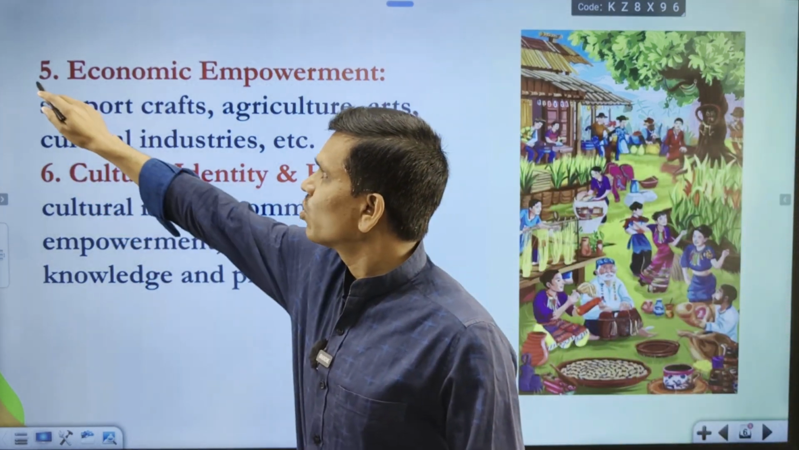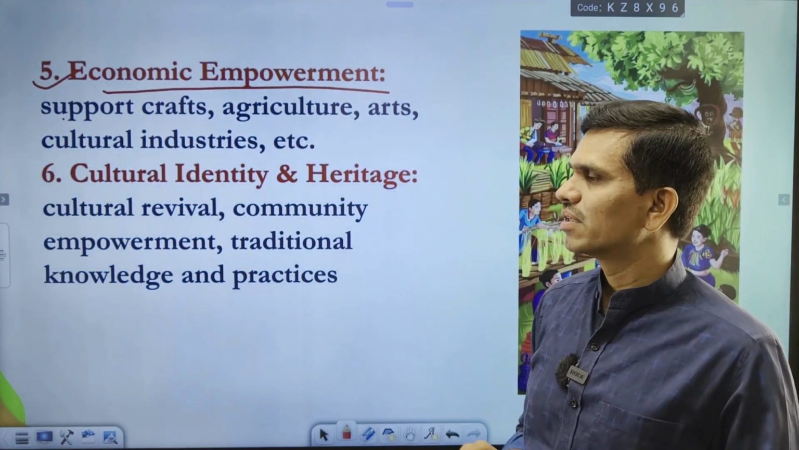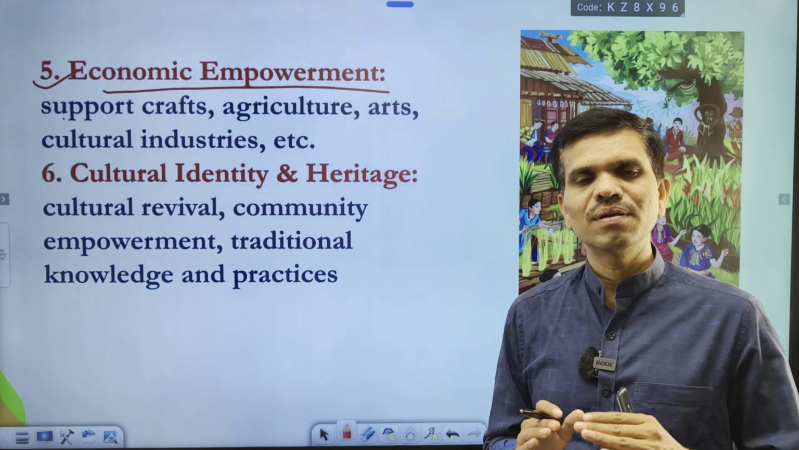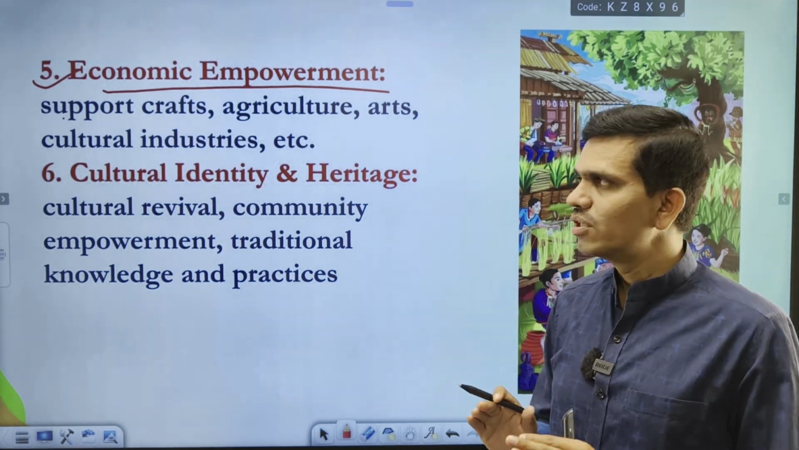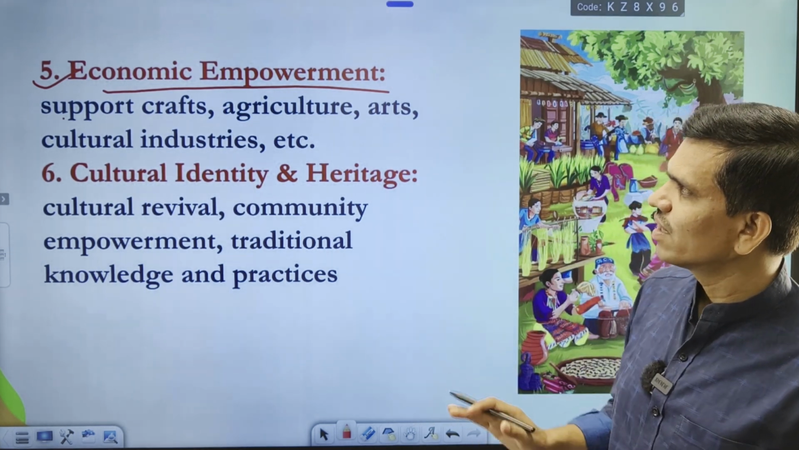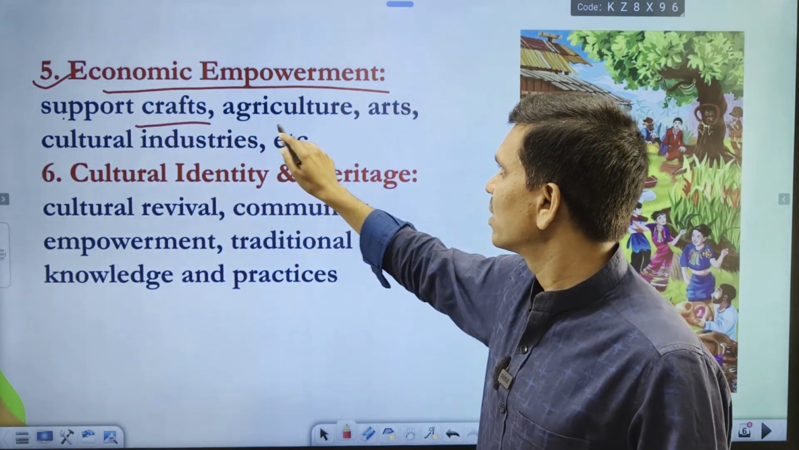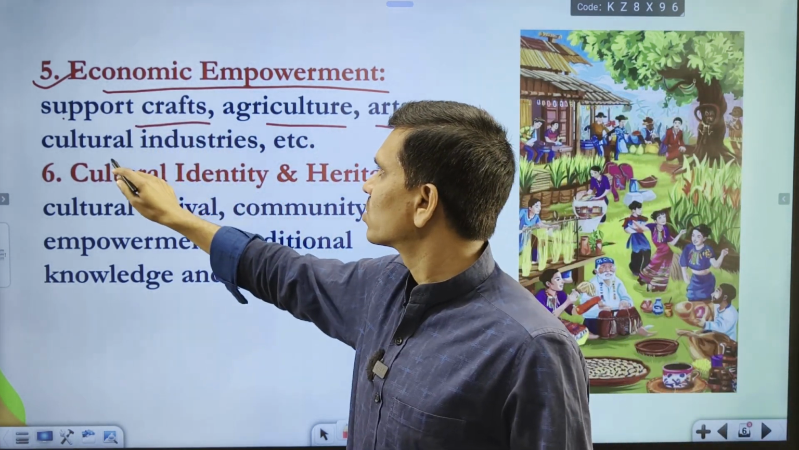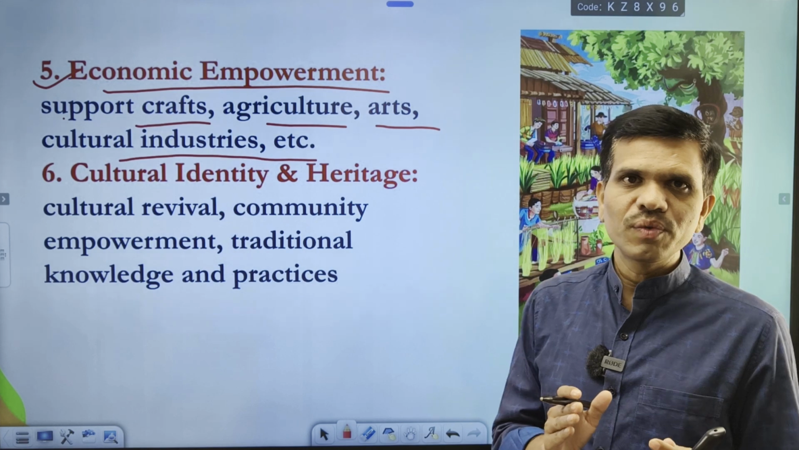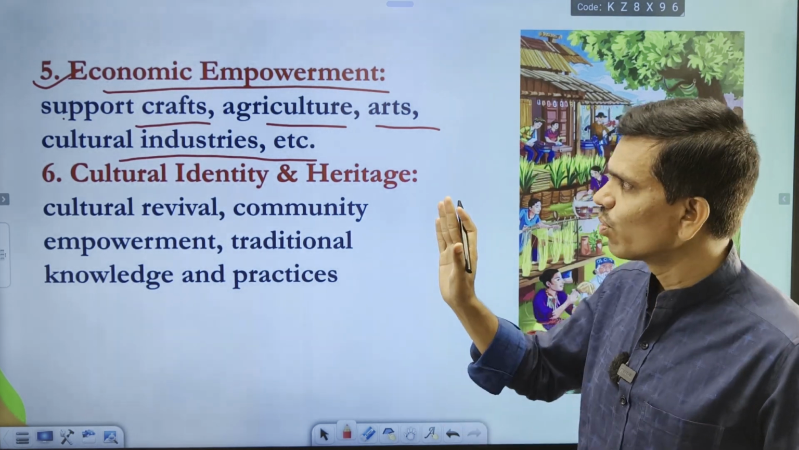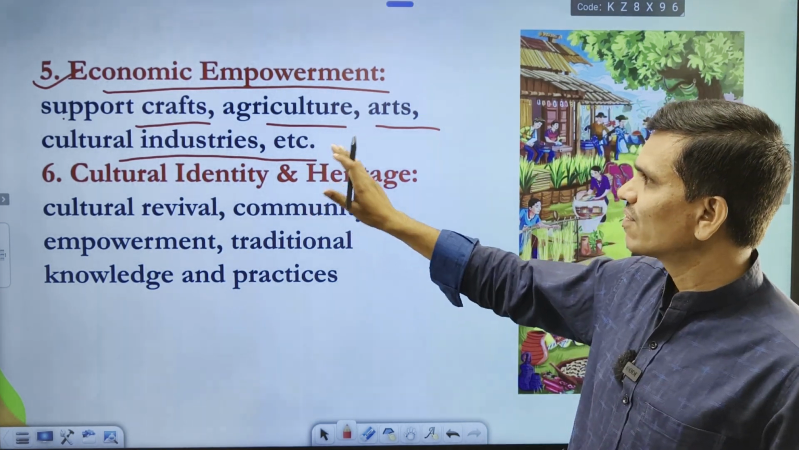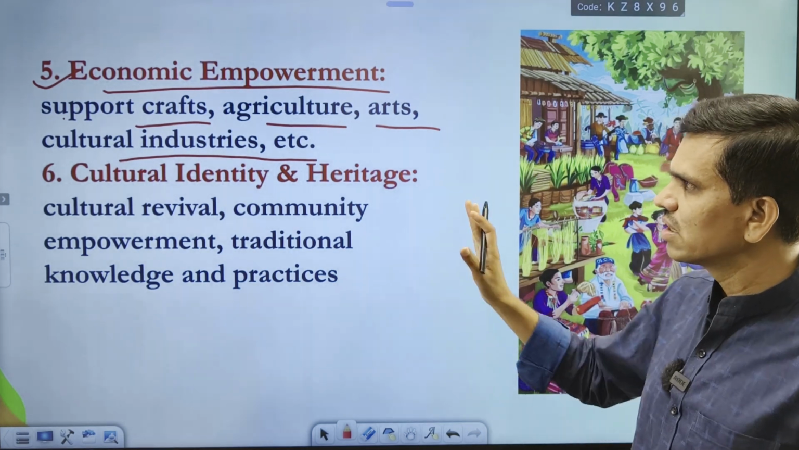Here we have the fifth objective, and that is economic empowerment. Economic empowerment is very important, because all people have a right to live equally. So they must find economic development and prosperity, and for that we can support traditional crafts, agriculture, and arts and cultural industries. In a way, we can expand the scope of employment, and support all these traditional practices and crafts, agriculture and cultural industries. So this is the objective.